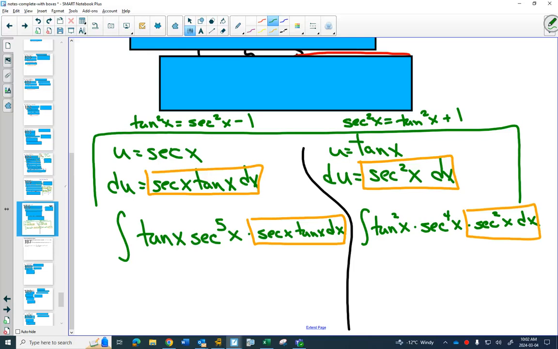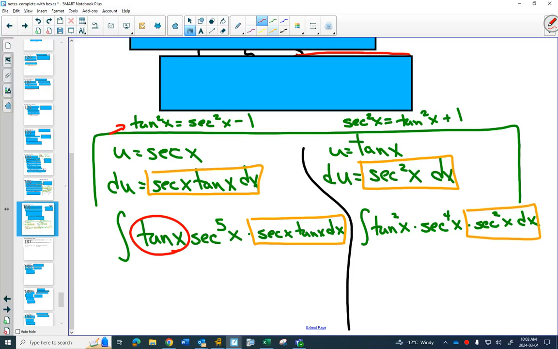If we make u secant, then other than the orange box, everything else has to be secant. Can you see that we have a problem here? I still have a tan, and the only thing I can change tan to would be if I had a tan squared. I guess technically I could square root both sides. It would get messy, might work, but it doesn't work out nicely. So temporarily I'm going to put this one on hold.